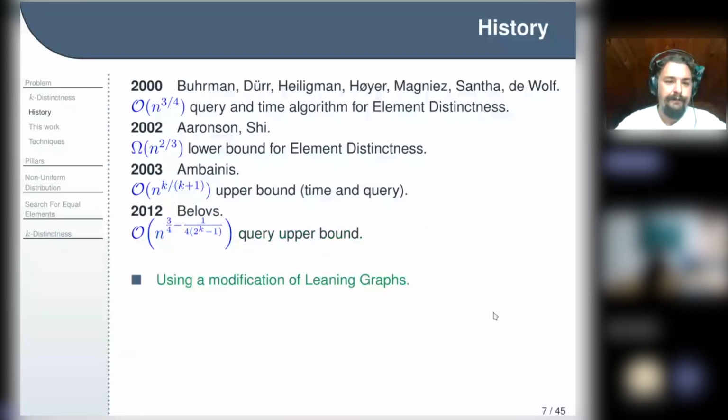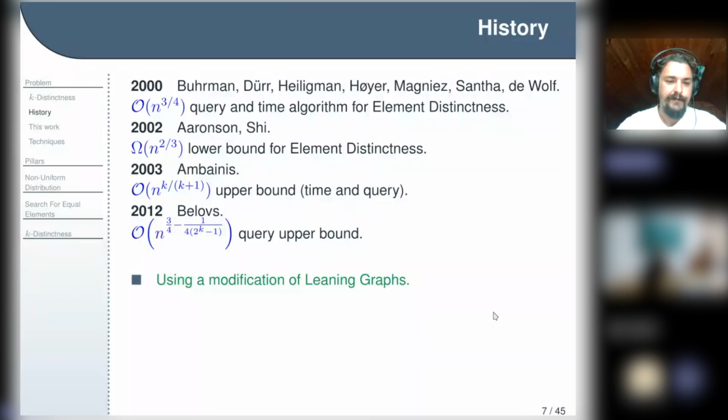Then a decade later, I myself came up with an improved upper bound. It was just a query complexity, not a time-efficient algorithm. It is n^(3/4) minus something which is exponentially small in k. The exact expression is on the slide. Essentially, as k grows, it approaches 3/4 very fast. It is an improvement on the Ambainis algorithm because as k grows, that one approaches 1, a linear algorithm, while here it's n^(3/4), for any constant k, no matter how large.